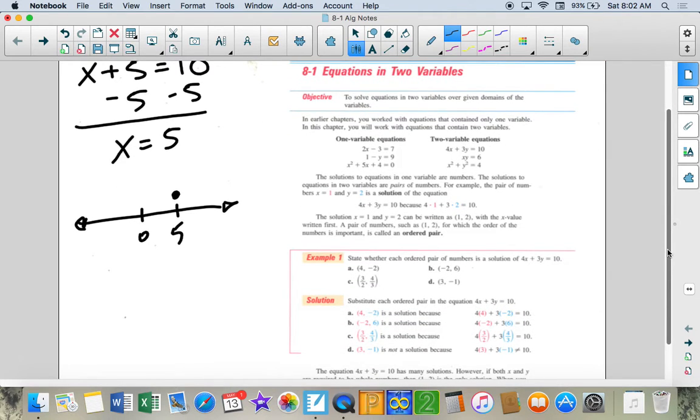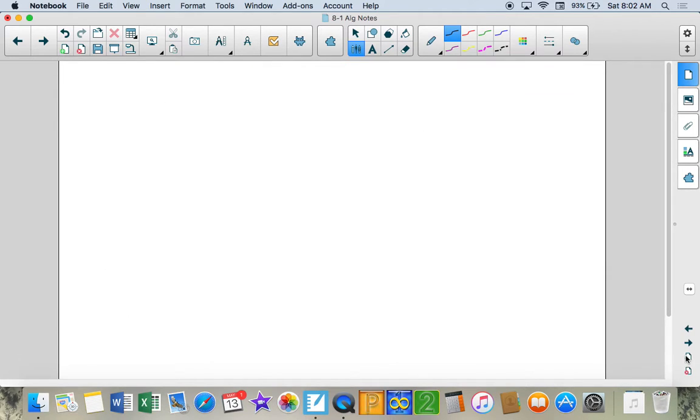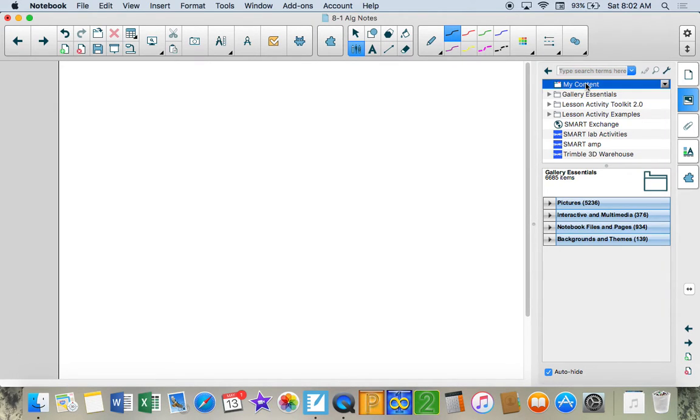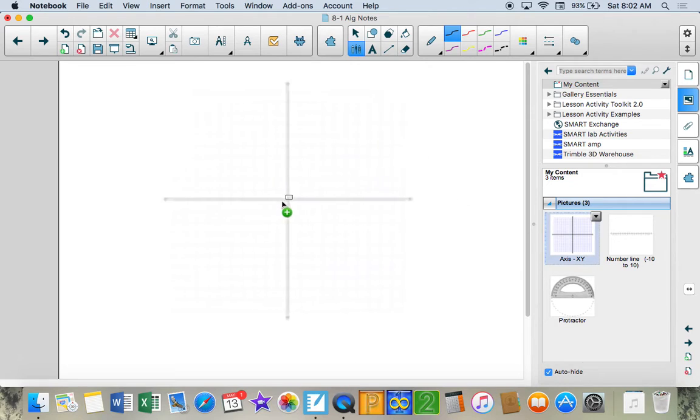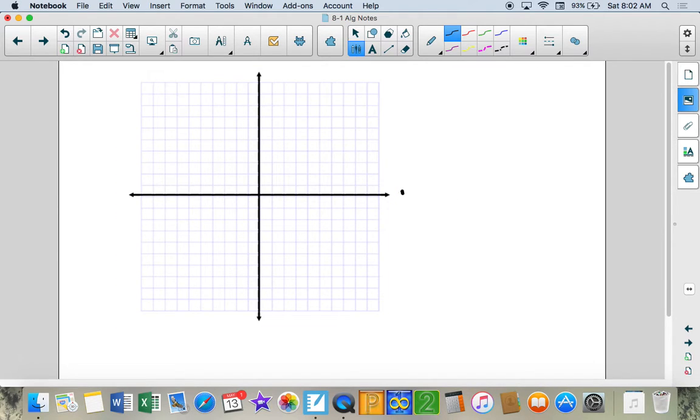Now, you'll notice that when we have two variables in equations, we have to not only graph, we have to graph in two directions. You have the x-axis and the y-axis, and we call that a coordinate plane. So a coordinate plane, as we know, looks like this. And so our solutions will have coordinates. It'll have an x variable and a y variable.